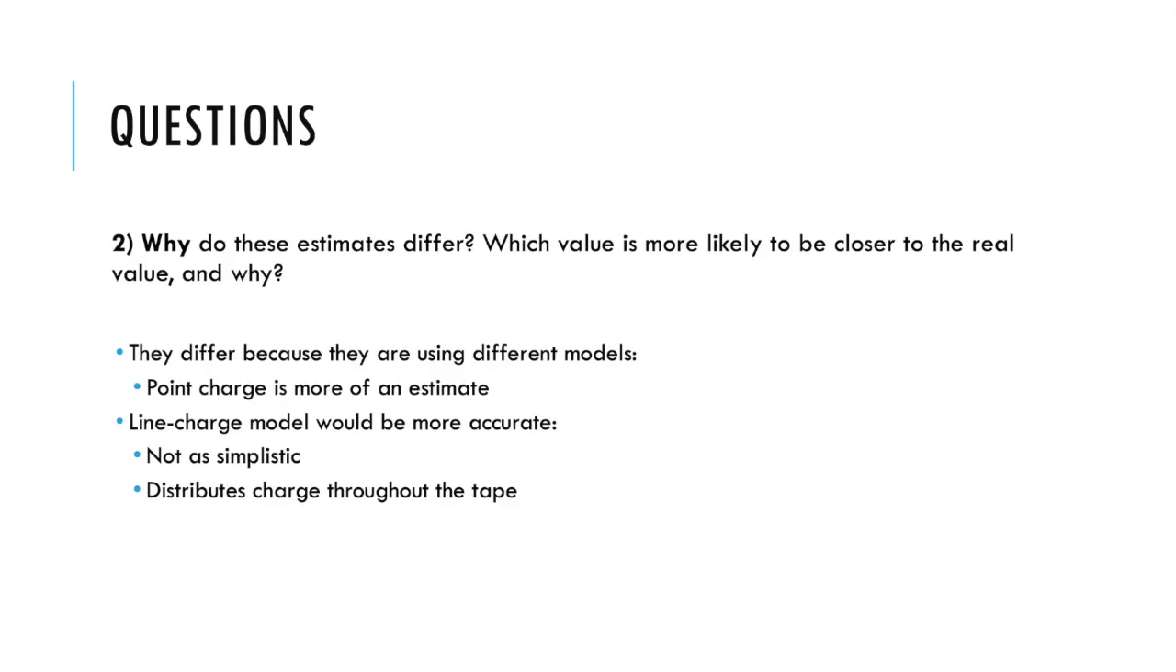So these models and the estimates actually are different because we're using different models. The point charge is more of an estimate compared to the line charge model, because the line charge model ends up being more accurate as it is not as simplistic and allows us to distribute the charge throughout the tape, having more point charges represent the tape rather than just using one.